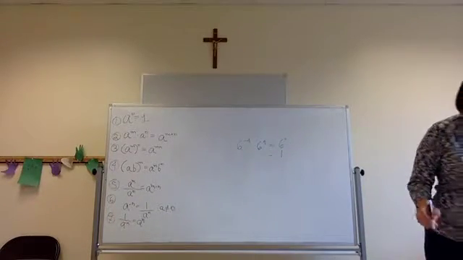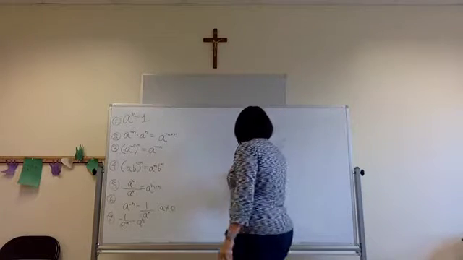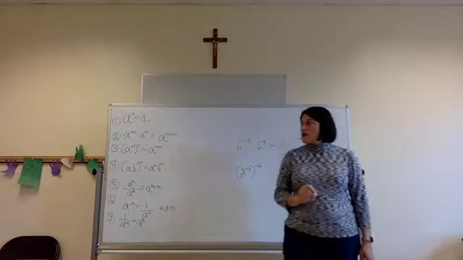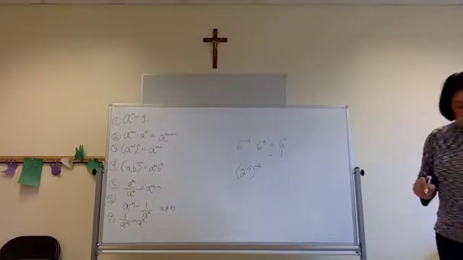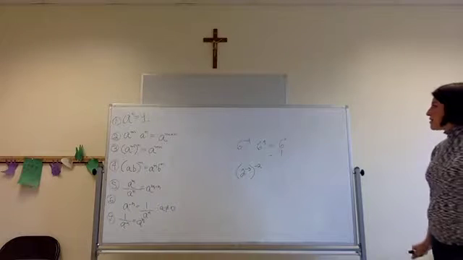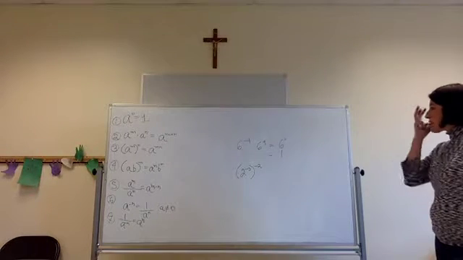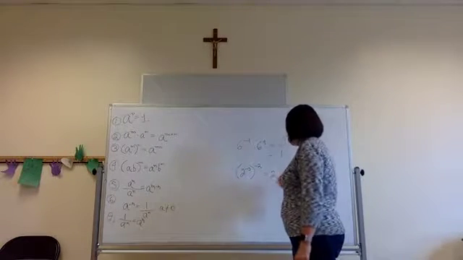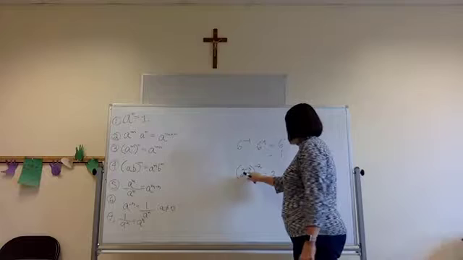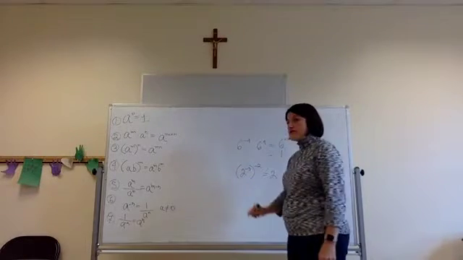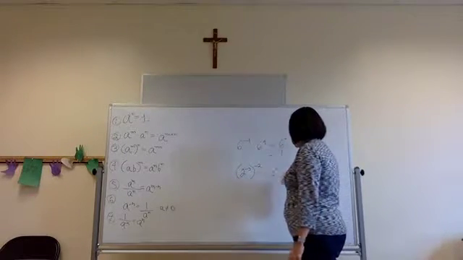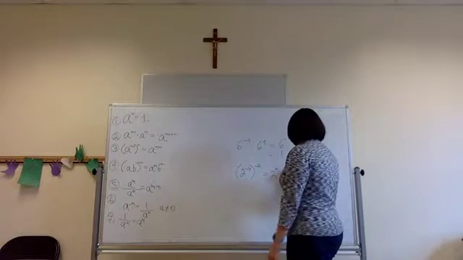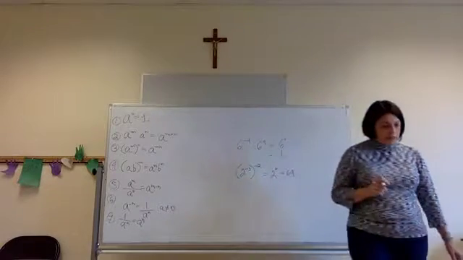All right, now we got 2 to the -3 raised to the -2 power. Which property am I going to use now? 4. Oh wait, no. 3. And so this becomes what? 2 to the -3 times -2, positive 6. 2 to the 5th is 32, so this is going to be 64.